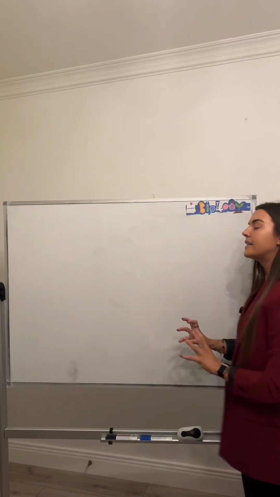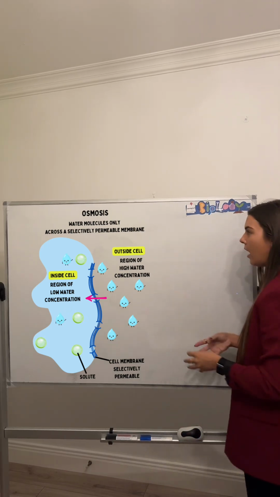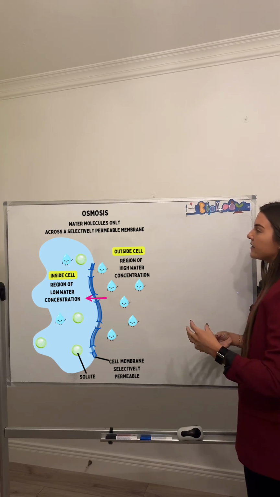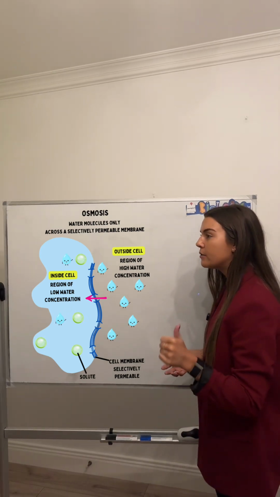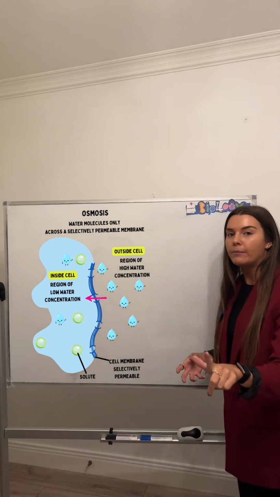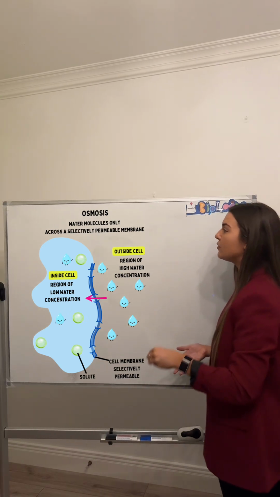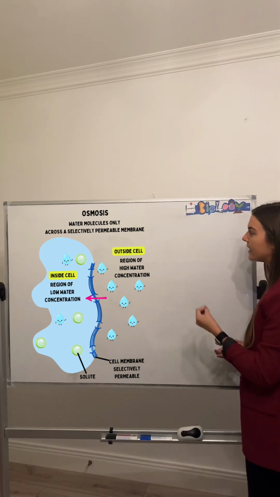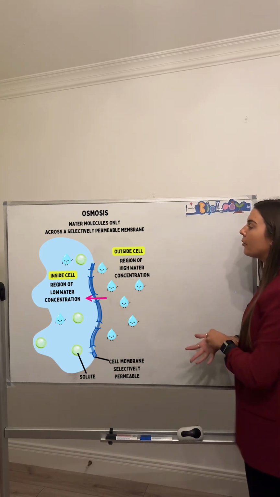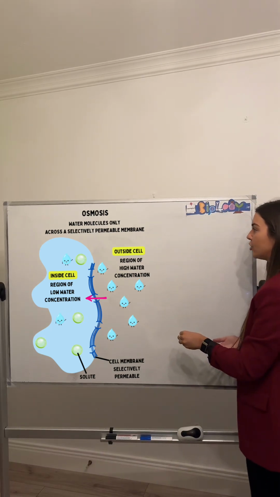Now, osmosis is a special type of diffusion because we are going to be concerned with the movement of water molecules only, and we're concerned with a selectively permeable membrane. So the definition for osmosis is the movement of water molecules across a selectively permeable membrane from a region of high water concentration to a region of low water concentration.